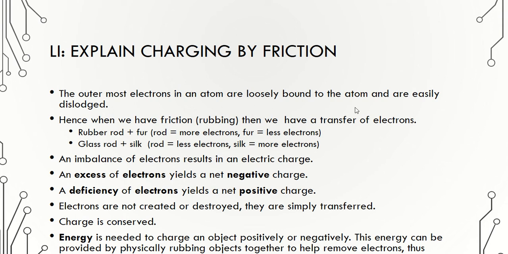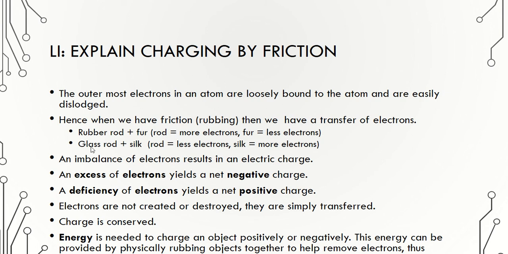You're going to have a play around with this in a second, but if we have a rubber rod, okay, imagine you have a rubber rod right in front of you, and you rub some fur on it, okay? Once you've rubbed it, there's going to be a transfer of electrons, and the electrons are actually going to transfer from the fur to the rod. So the rod is going to have more electrons on it, and the fur is going to have less.